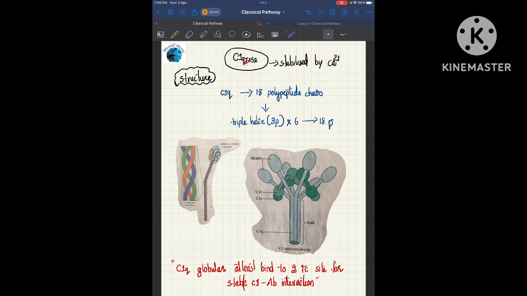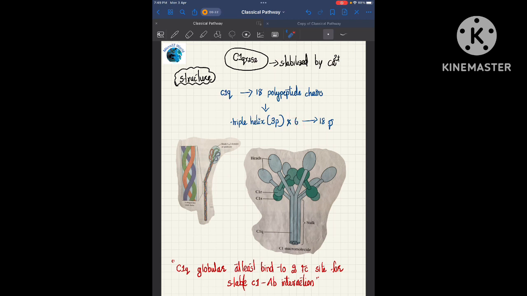If you look into the structure of C1qr2s2 in detail, it mainly contains C1q. C1q is made up of 18 polypeptide chains. Among these 18 polypeptide chains, 3 polypeptides together form a triple helix. So 3 each form a triple helix. How many triple helices can be formed? 6 triple helices can be formed.